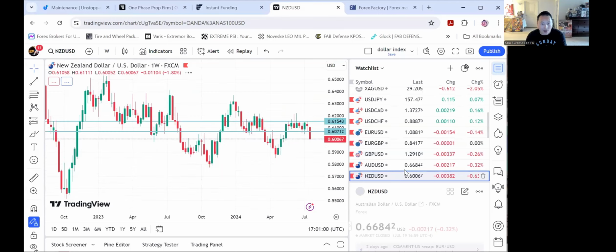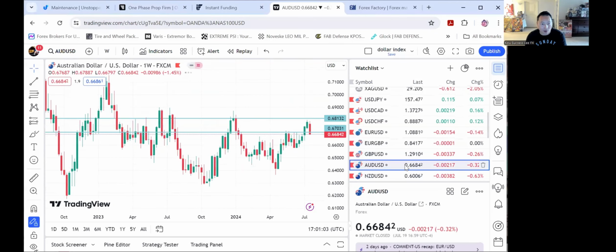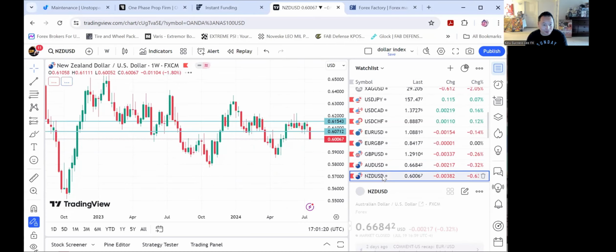So massive move and massive drop for both Australia and New Zealand dollar here. So selling both of them. Selling the Australian dollar back to 66, and then the second move would be a breakdown to 65, and then the third move would be 64. That would be a big, massive bearish candle here.